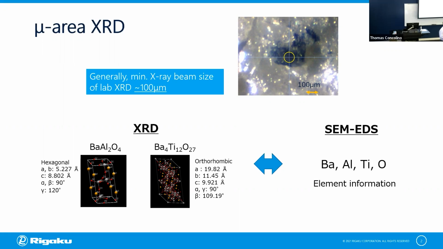So that's our driving force to develop micro-diffraction for electrical applications. The final goal is to figure out what kind of phases, including the barium, aluminum, and titanium oxide found by EDS or SEM. So this is our goal.